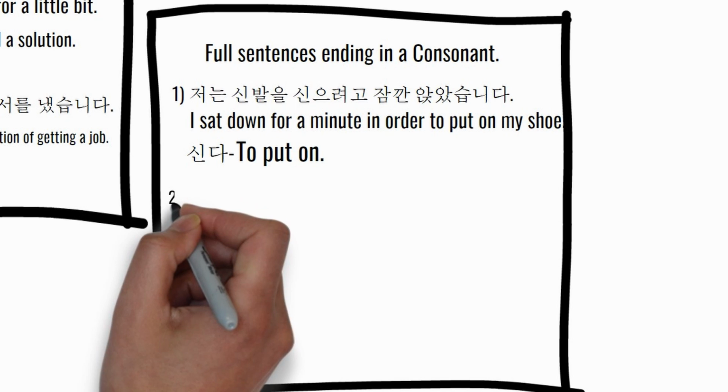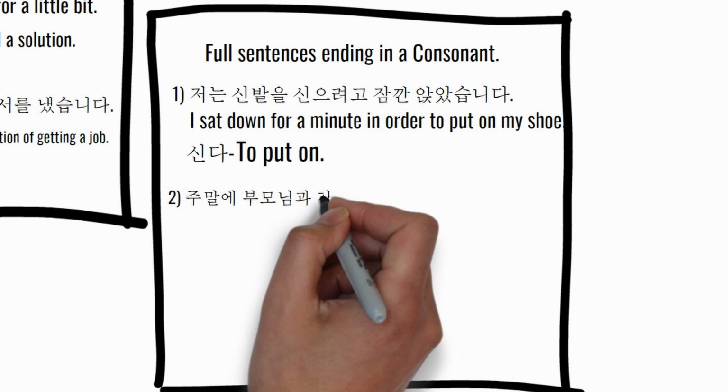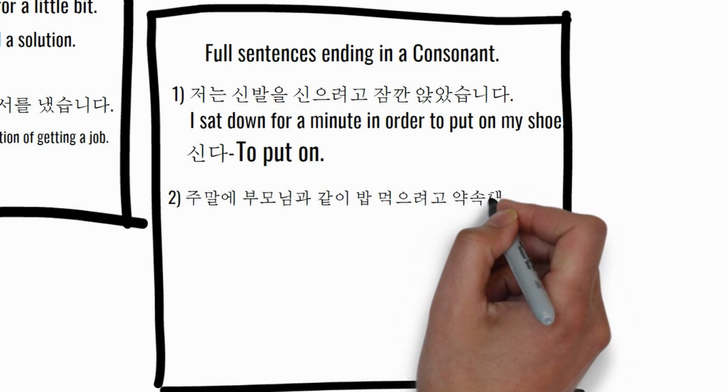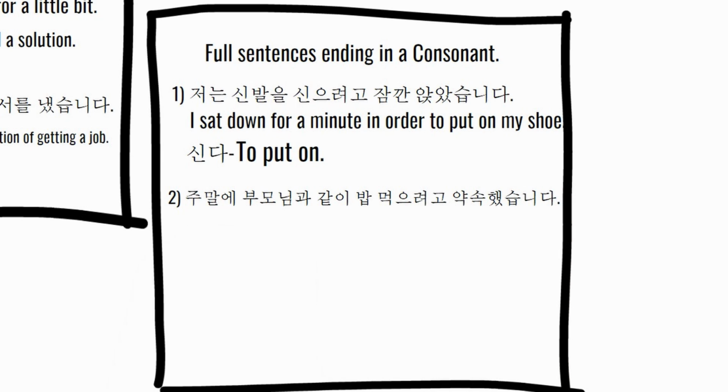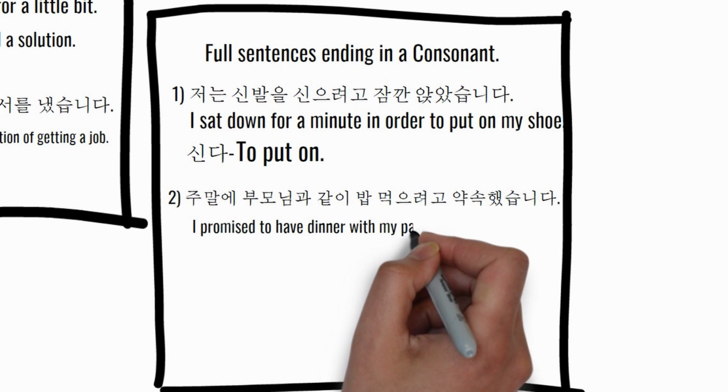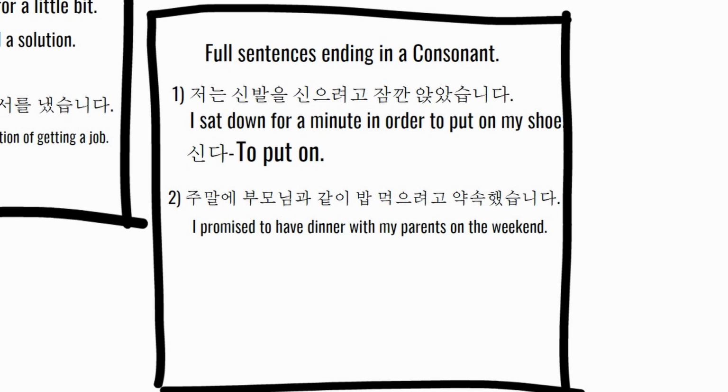2. 주말에 부모님과 같이 밥 먹으려고 약속했습니다. I promised to have dinner with my parents on the weekend. The basic form of the verb here is 먹다, which means to eat.